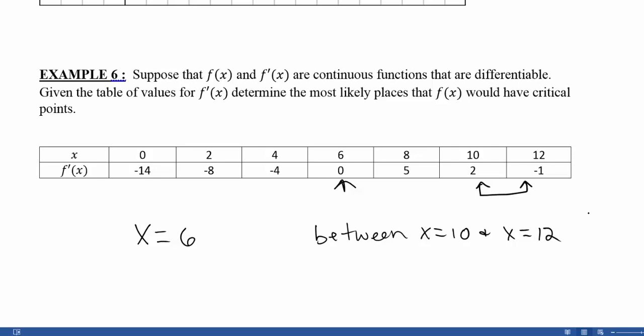Now these are the most likely places. Of course, we don't know what's happening between the values, between 0 and 2, between 2 and 4. So this analysis is based on the values we have. Let's look at another example.